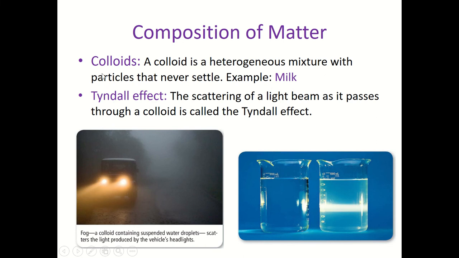Okay. Now next definition is called the colloid, and what's a colloid? A colloid is a heterogeneous mixture with particles that never settle. Example, milk. Now, guys, think about milk. Milk is made up of what? Milk is made up of water, contains proteins, contains fats, right? And they are all mixed together, but they do not settle. Okay, so it's not like when you mix sand with water, the sand will settle, but the proteins and fats will not settle, right? So this is an example of a colloid.